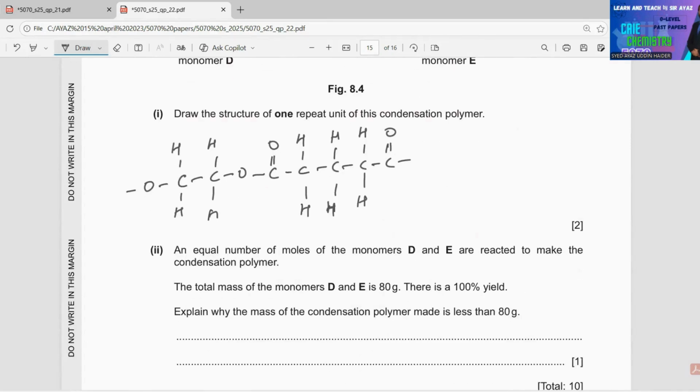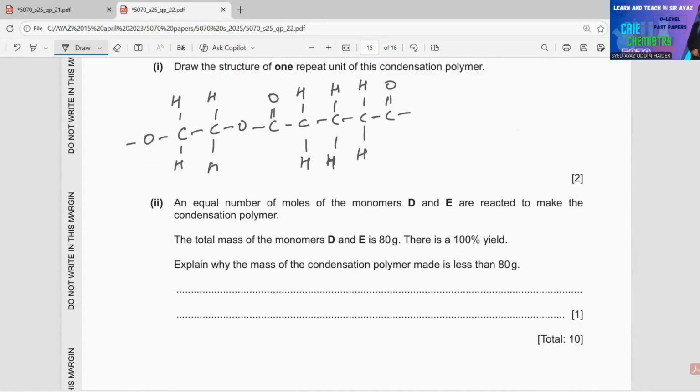Part 2. An equal number of moles of the monomers D and E are reacted to make the condensation polymer. The total mass of the monomers D and E is 80 gram. There is a 100% yield. Explain why the mass of the condensation polymer made is less than 80 gram. Definitely you are getting one more product, that is water in this case. So you can write polymer and water are made in this case. So you can write one more product obtained.